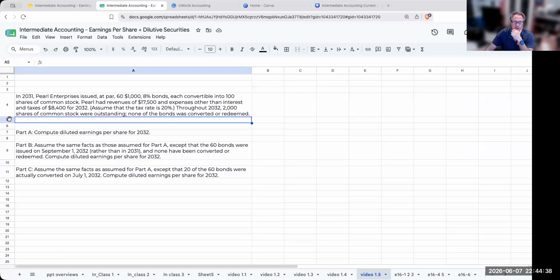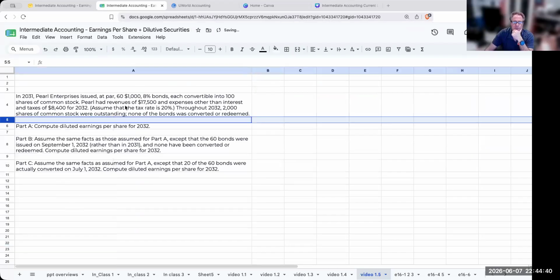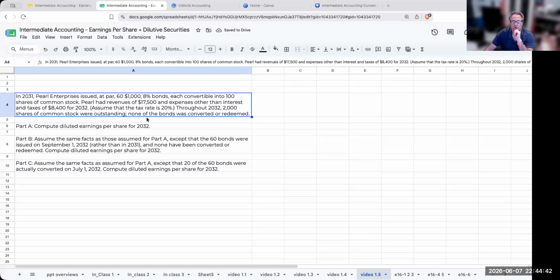So Pearl Enterprises issued at par 60 $1,000 8% bonds, each convertible into 100 shares of common stock. Pearl had revenues of $17,500 and expenses other than interest and taxes of $8,400 for 2032. Assume that the tax rate is 20%. Throughout 2032, 2,000 shares of common stock were outstanding. None of the bonds were converted or redeemed. First thing they're asking us to do is to compute diluted earnings per share for 2032.